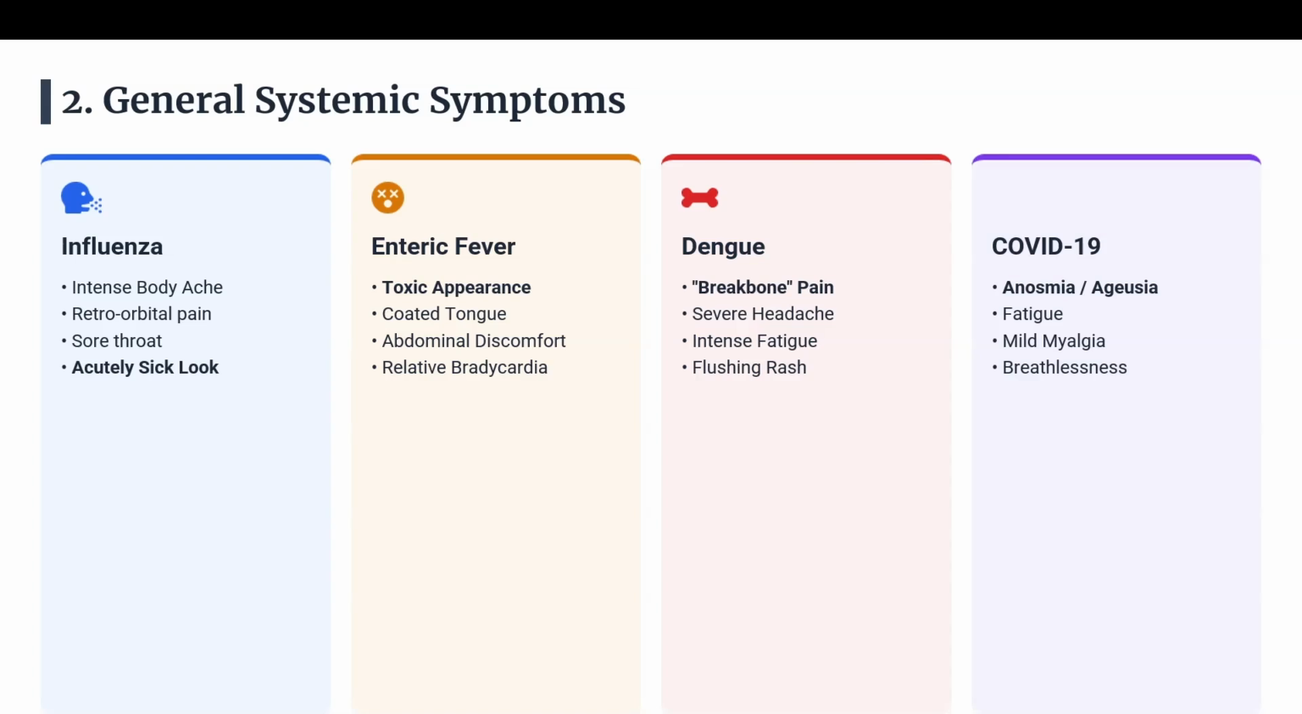For COVID-19, the important clinical finding is anosmia or ageusia. The patient will have loss of smell or taste. There will be fatigue, mild myalgia, and breathlessness.